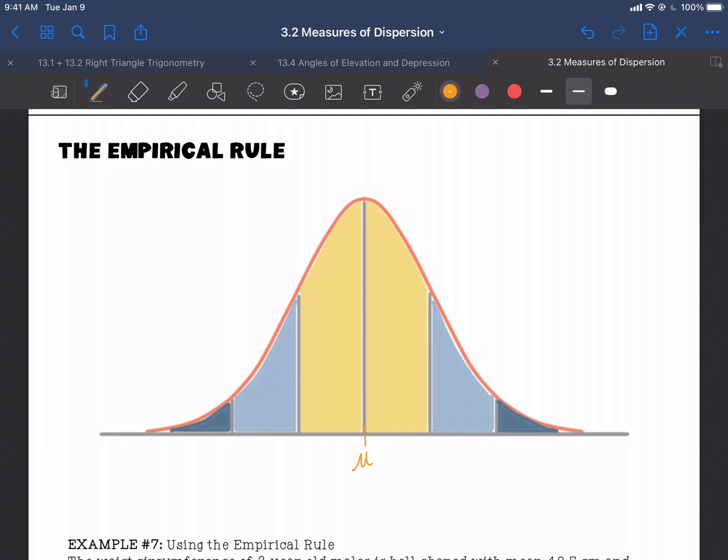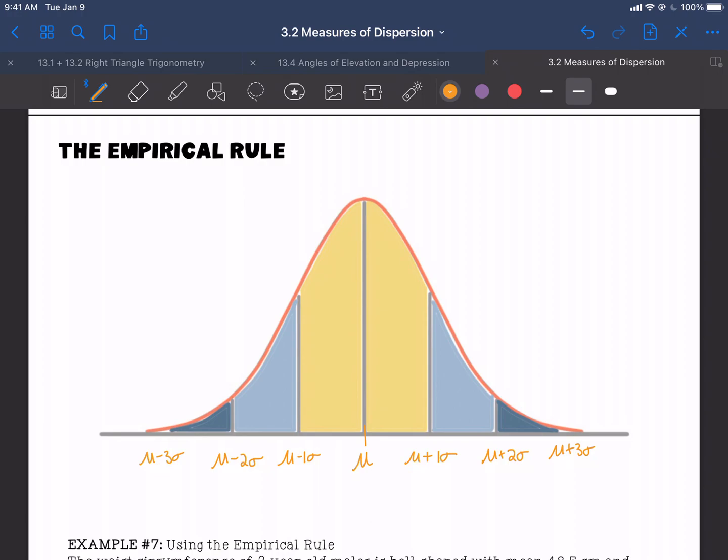And then if we go to the right, 1 standard deviation, that would be the mean plus 1 standard deviation. If we go to the left of the mean, that would be the mean minus 1 standard deviation. So then next would be our mean plus 2 standard deviations, or to the left would be our mean minus 2 standard deviations. And then we have our mean plus 3 standard deviations and our mean minus 3 standard deviations.